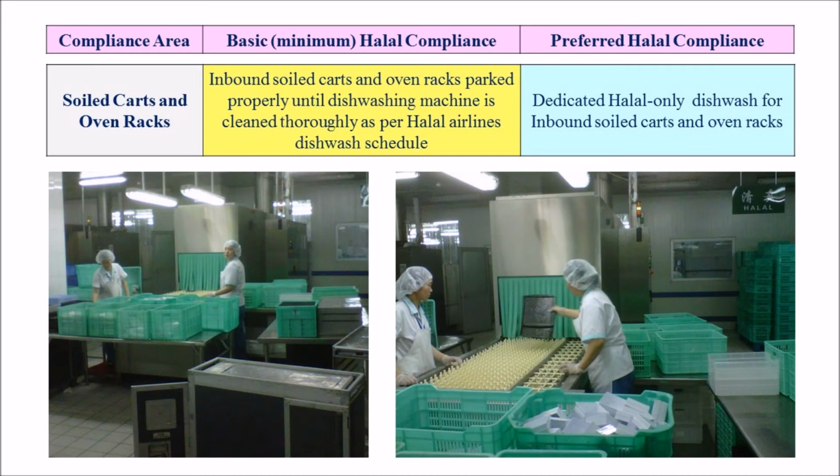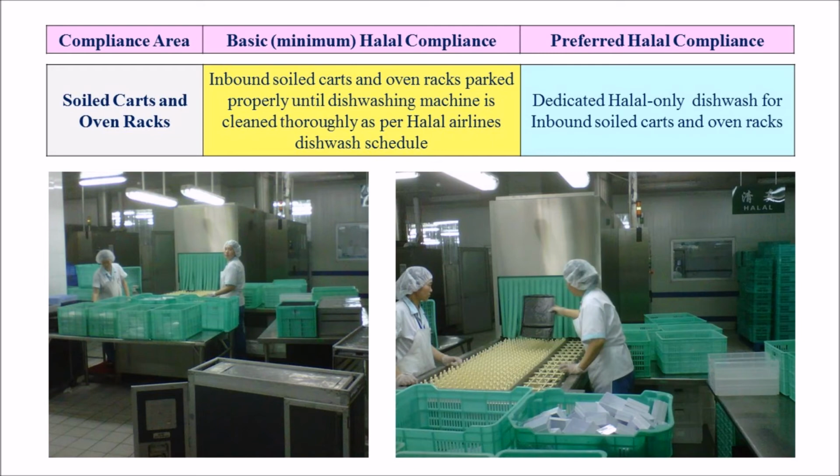Okay, now soil cut. About dishwashing area, the soil cuts and oven rack, for example, for cleaning. Inbound soil cuts from the airline, you offload the equipment, the food cut, the meal tray cuts, oven rack, and then you park properly until dishwashing machine is cleaned thoroughly as per halal airline dishwashing schedule. Yeah, you can use the same machine where you wash all kinds of equipment from all kinds of airline. But to wash the halal, you have to follow these SOPs. You have to have time scheduling for washing of halal airlines or halal equipment.